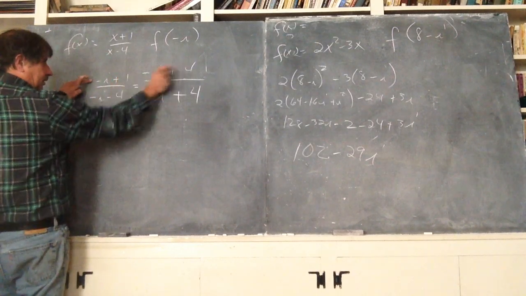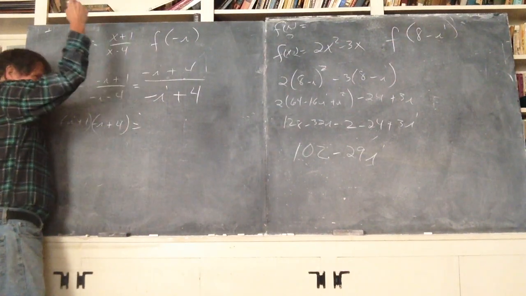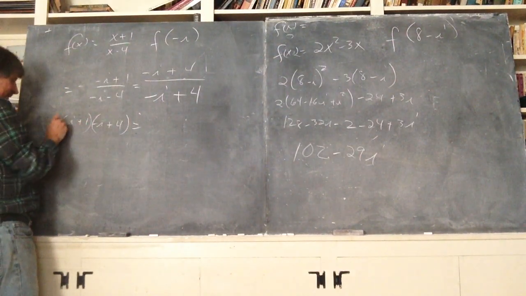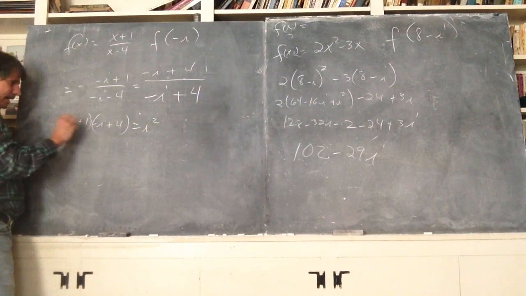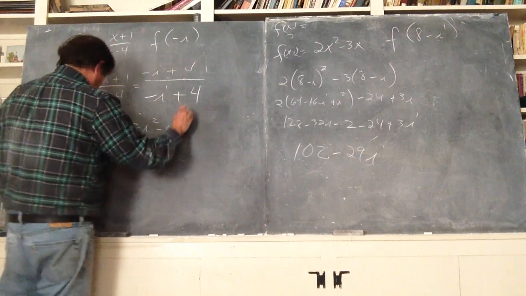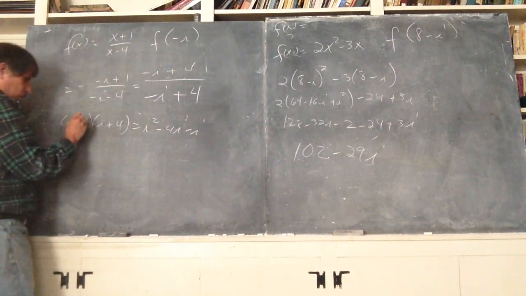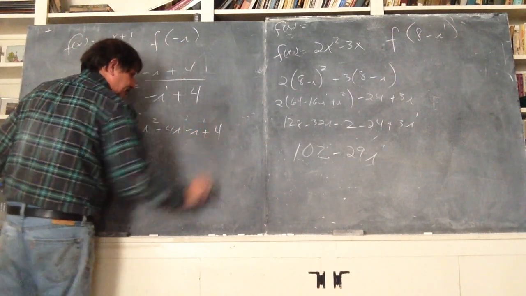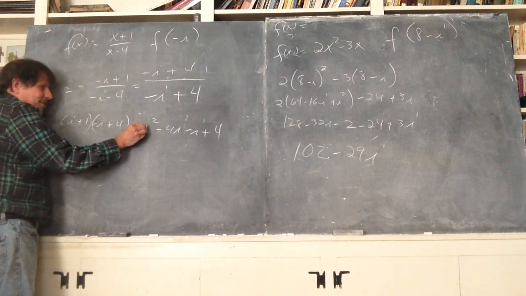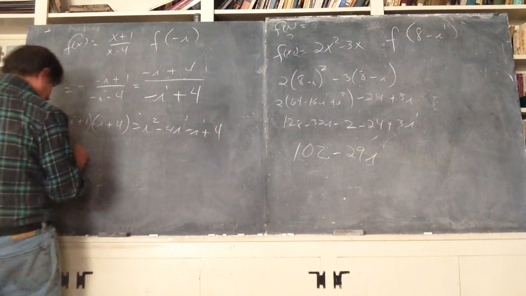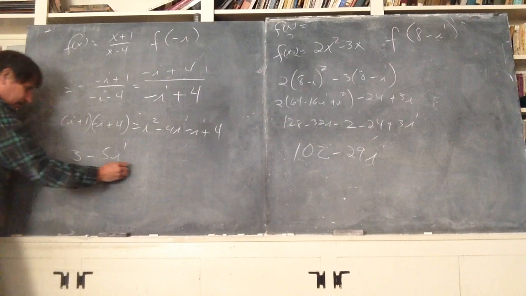I'm multiplying the dividends, the tops, the numerators. This is negative i. Negative i times negative i is i squared. Negative i times 4 is negative 4i. 1 times negative i is minus i. 1 times 4 is 4. So the top, the numerator, that's negative 1. You understand? Negative 1 plus 4 is 3. Minus 4 minus 1 minus 5i over.